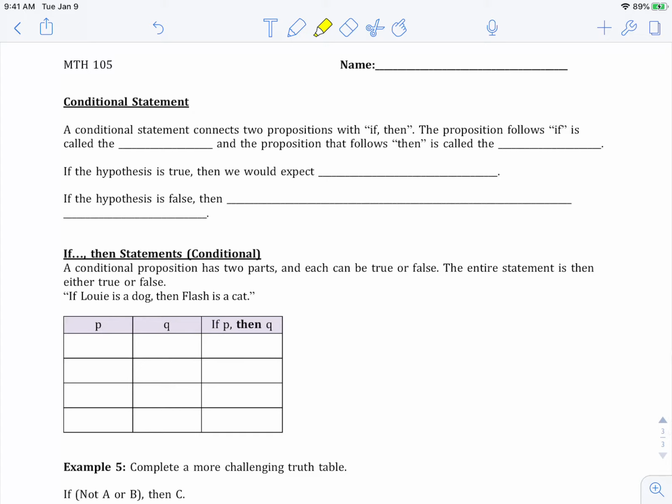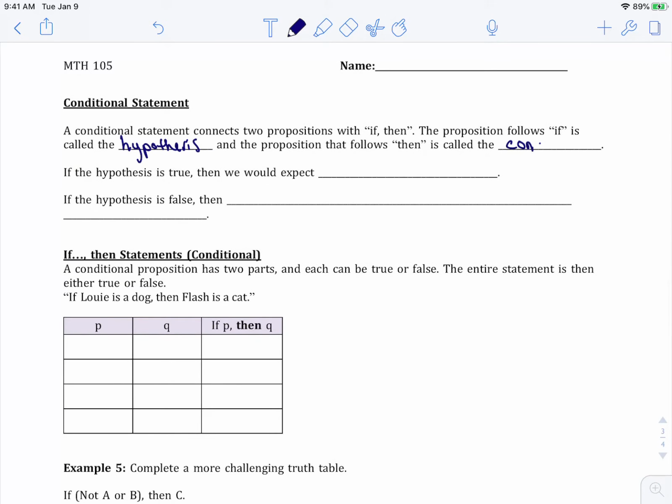Now, conditional statements also connect to propositions, but with the format of if, then. So the proposition that follows if is called the hypothesis, and the proposition that follows then is called the conclusion.